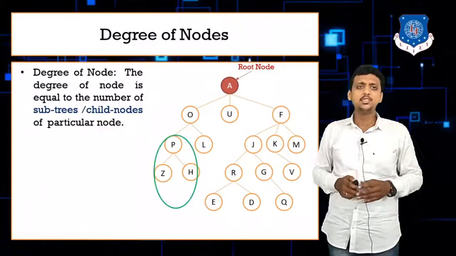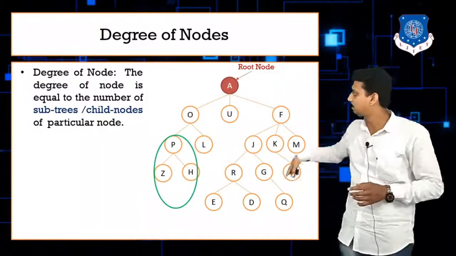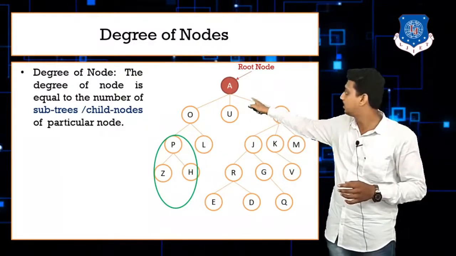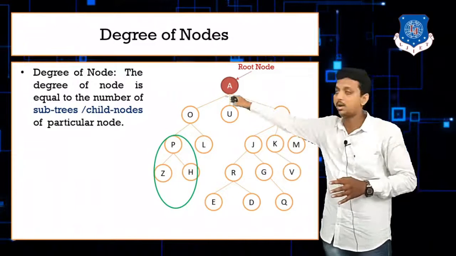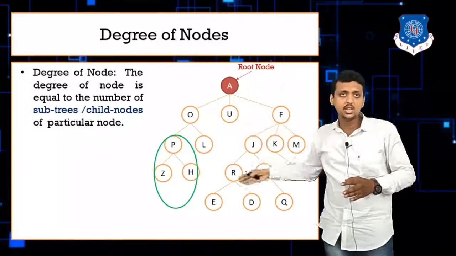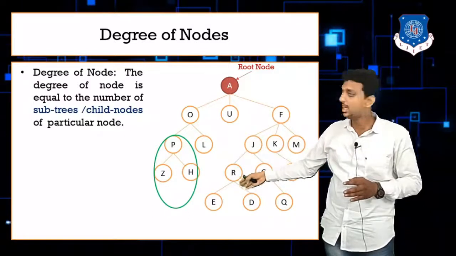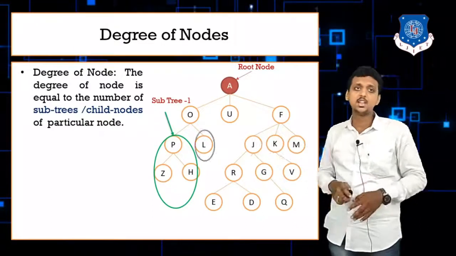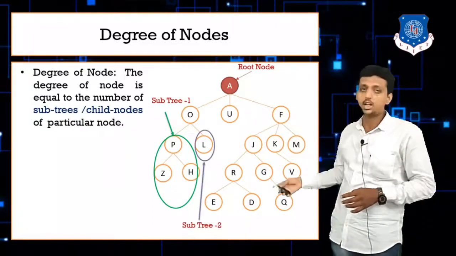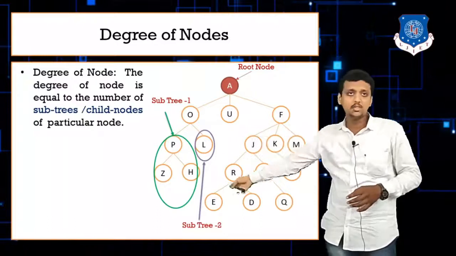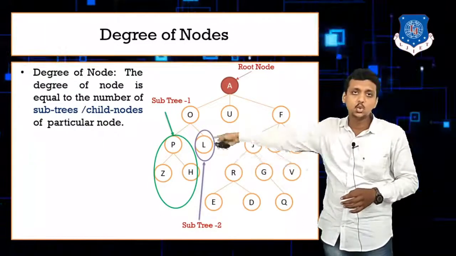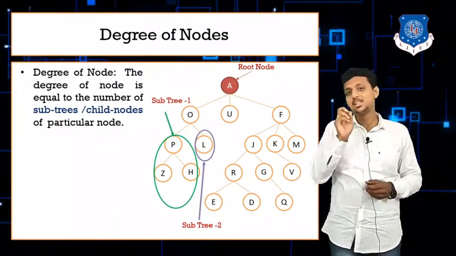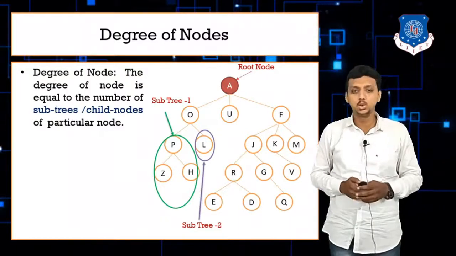Here, subtree means the whole part under a node. If we talk about the node O, then all the left part is known as the left subtree, this is subtree 1, and another one, under L, is subtree 2. So subtree 1 and subtree 2 means that node O contains 2 subtrees. That's why the degree of O is 2.